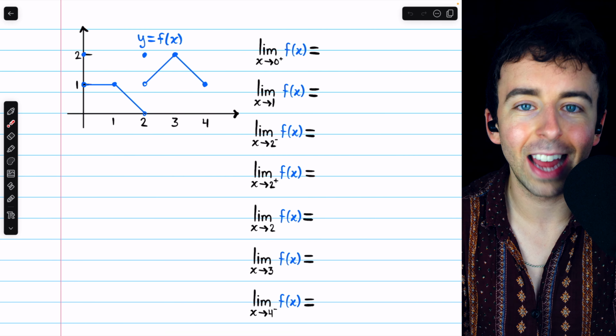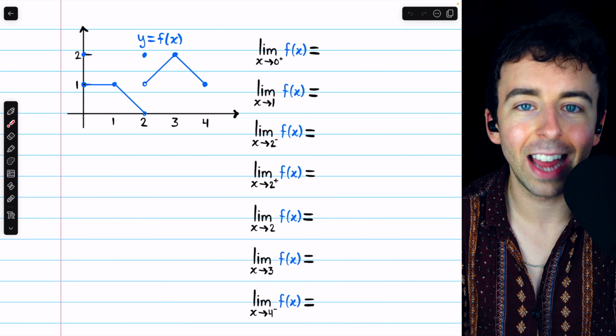is approaching 1. You may notice that there's an open circle there, so in fact the function doesn't take on a value of 1 when x equals 0, it actually takes on a value of 2 when x equals 0, but that does not change the limit. The limit is indeed equal to positive 1 because that's the value the function is approaching as x approaches 0 from the right. Secondly, we're asked to evaluate the limit of the function as x approaches 1.